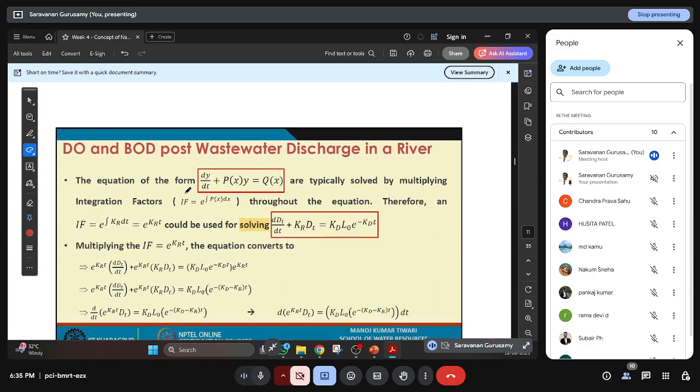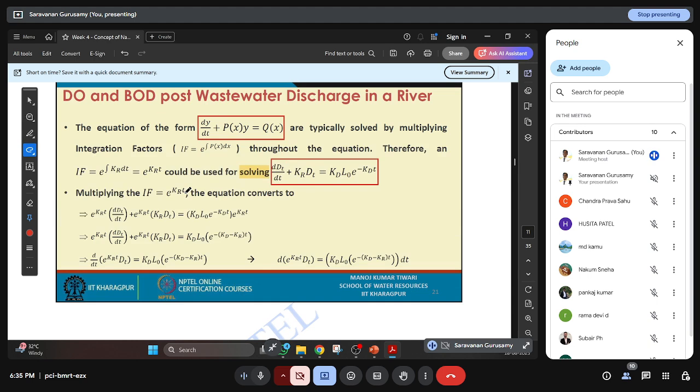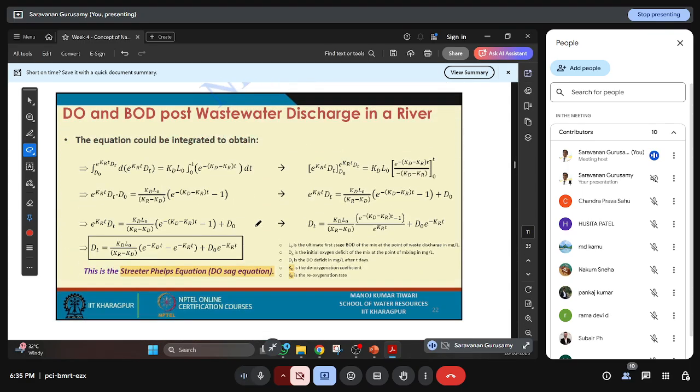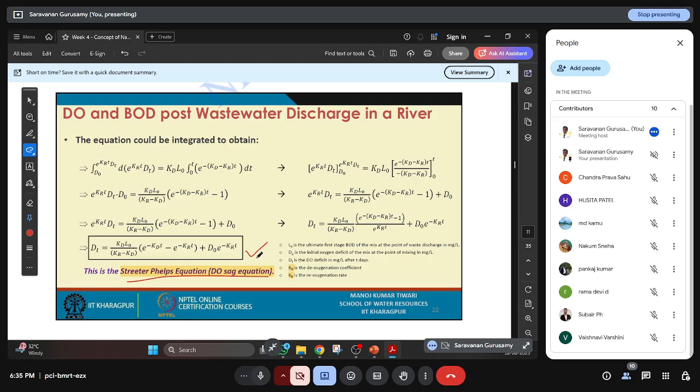If you substitute all these formulas and use integration to solve this equation, you will get the final equation, the Streeter-Phelps equation: Dt equals kd L0 by, the same equation you have studied. If you remember two or three formulas, you will solve all the questions. Otherwise, derivations will mostly not be asked in the question papers, but these formulas are very important. Lt equals L0 into e power minus kt is the BOD remaining at any time t.